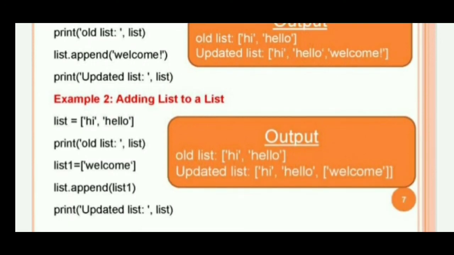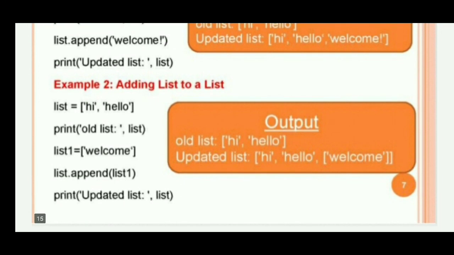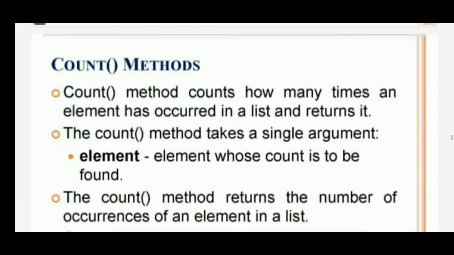Next one, adding a list to a list. So the list is hi, hello, the old list we have printed. The second list, list1, contains the value welcome. So when I write list.append(list1), it means it will add list1 after the list variable.